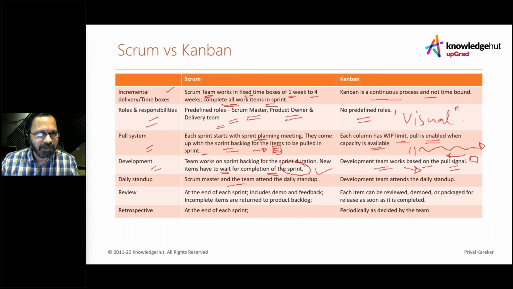Daily stand-up is more or less the same thing in Scrum and Kanban. Review, we know about Scrum. At the end of the sprint, there is a review and demo and feedback for the completed work. But here in Kanban, each item can be demoed as soon as it is developed, and we can package and release it as soon as it's completed. Retrospective is at the end of the sprint in Scrum, and here in Kanban it is periodic.